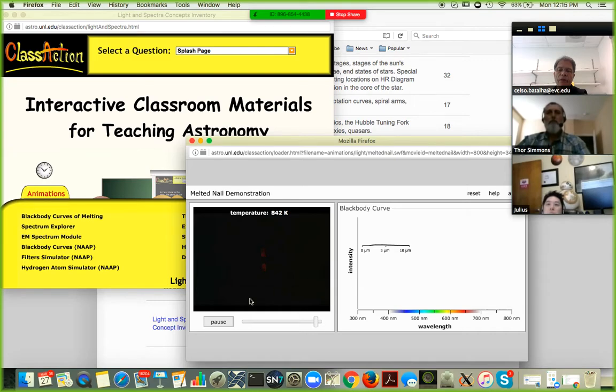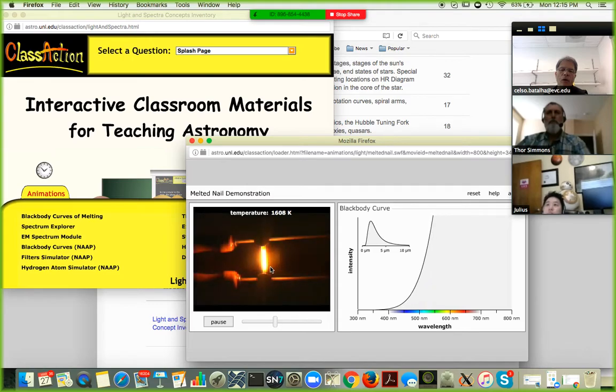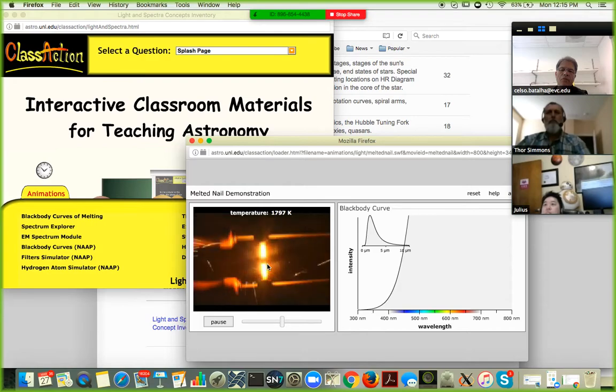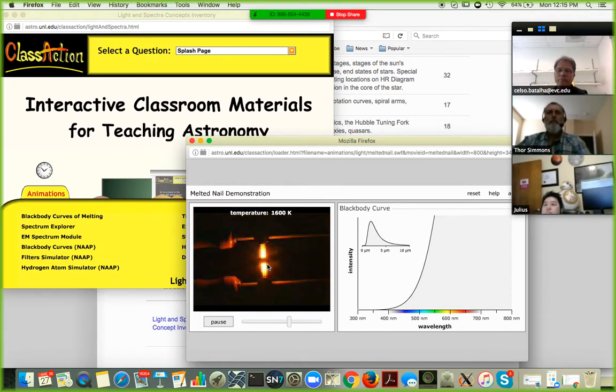So if we think about the sun as being a star that has its radiation peaking somewhere between 500 nanometers and 600 nanometers, then it's kind of right there. So that's the color of the sun. Now it's too much, right? And that's what we see.